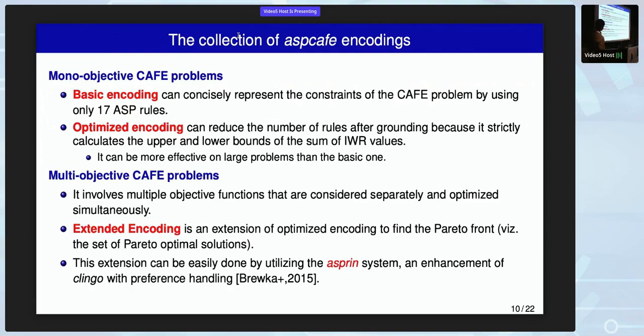Multi-objective CAFE problems involve multiple objective functions that are considered separately and optimized simultaneously. The extended encoding is an extension of the optimized encoding to find the Pareto frontier, that is, the set of Pareto optimal solutions. This extension can be easily done by utilizing the aspirin system, an enhancement of clingo with preference handling.